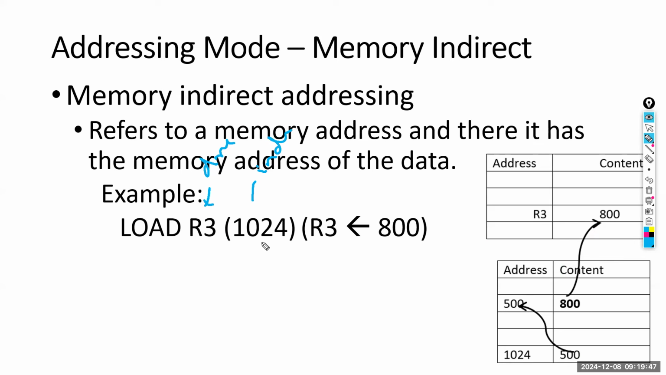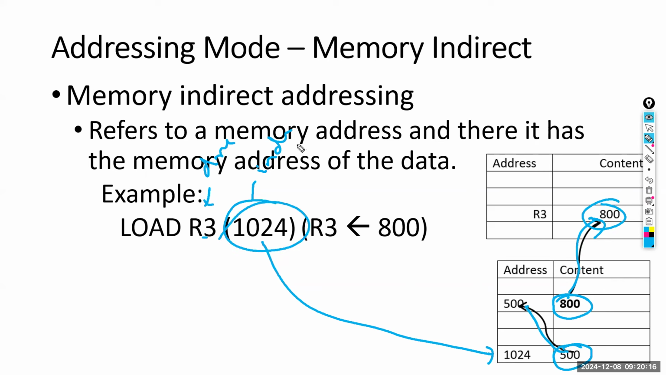So then you go to memory address 1024. If it is direct, you load this value to the register. But if it is indirect, now look at what this value is. And that is your actual memory address. Now you go to this memory address, find the content, and load that content to this register. So therefore 800 will be loaded. That is assuming that this is memory indirect mode. Okay. Memory indirect mode.